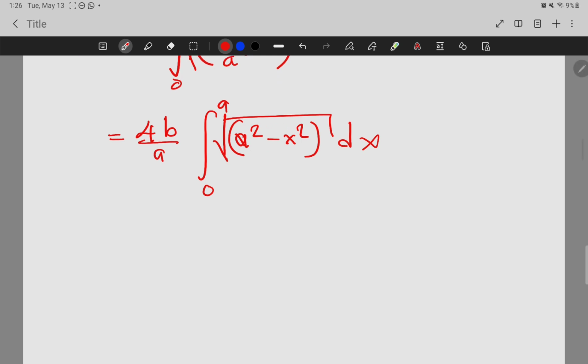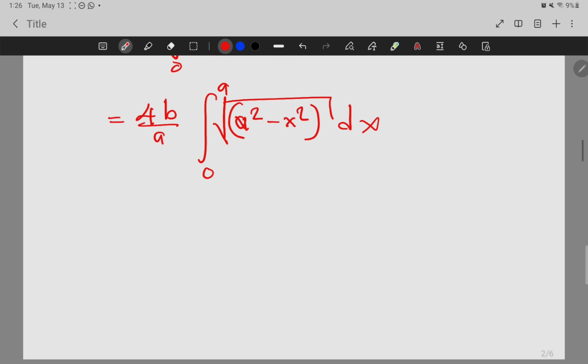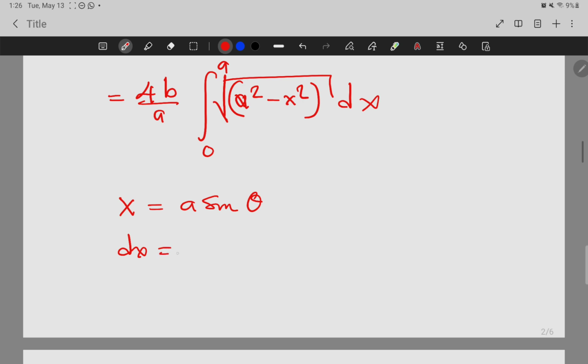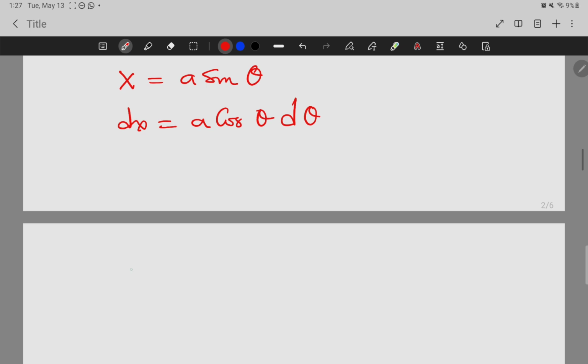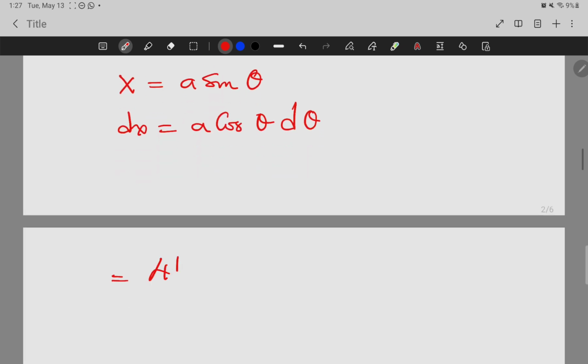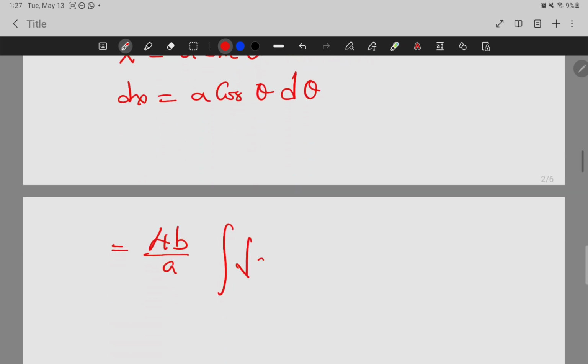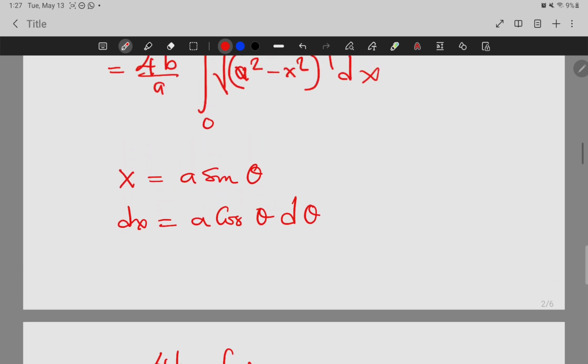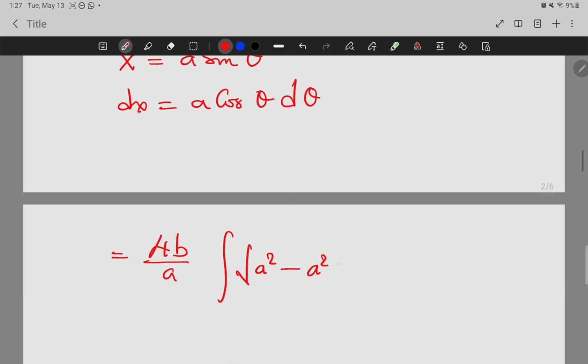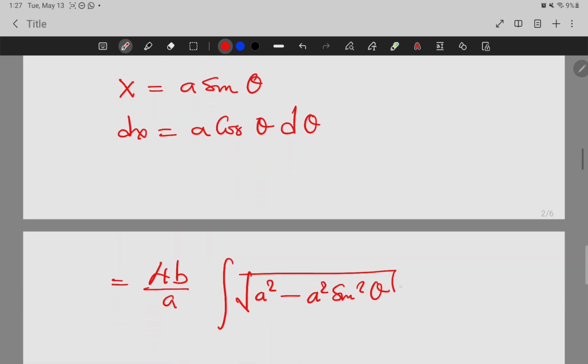Since we have a difference there, a squared minus x squared, to integrate something like this, we'll define x to be equals to a sine theta. This way, dx will be equals to a cos theta d theta. When we make our substitution now, we're going to have 4b over a, the integral, and then where we have a will remain a squared. Where we have x squared, it's going to be a squared sine squared theta. Where we have dx, we put a cos theta d theta.